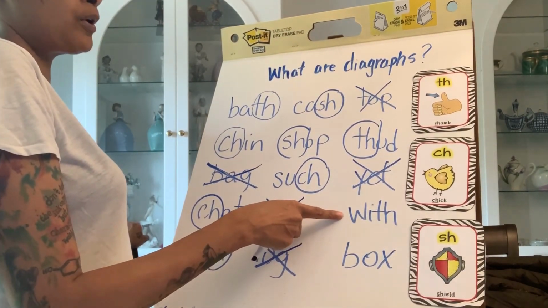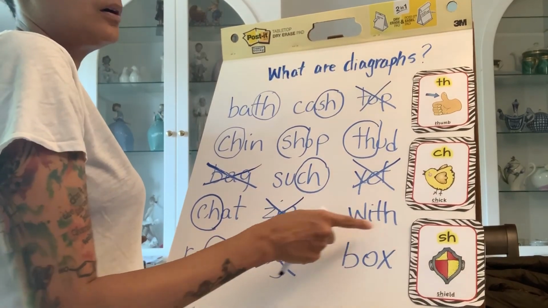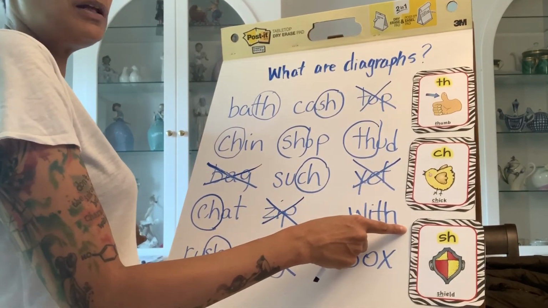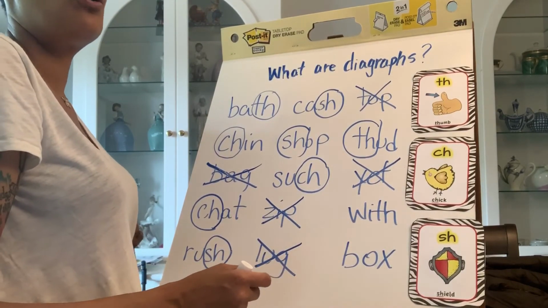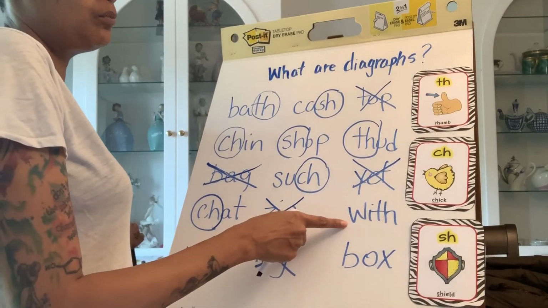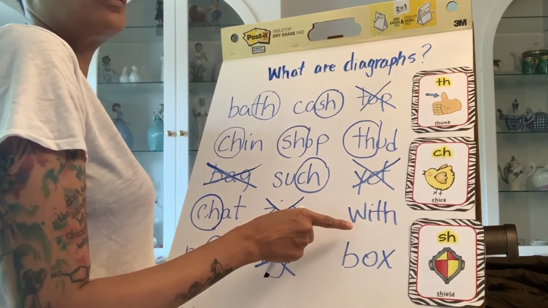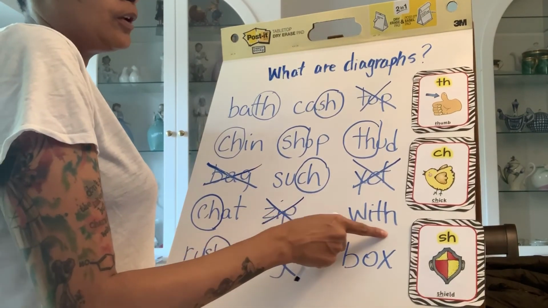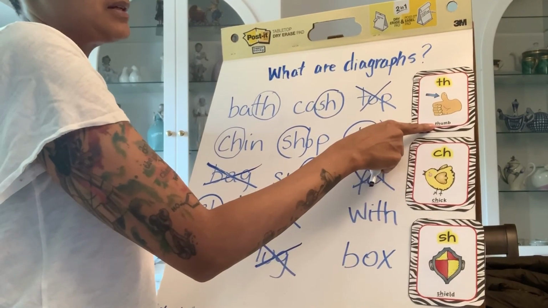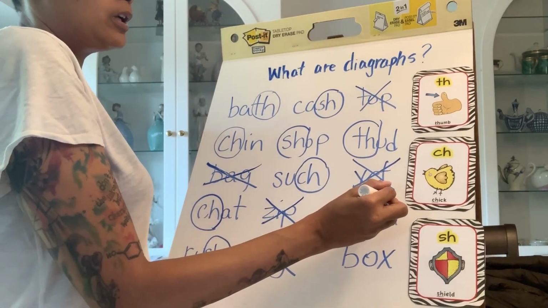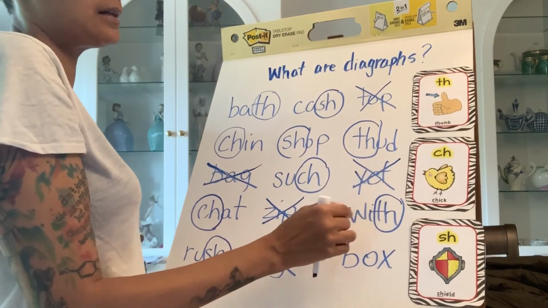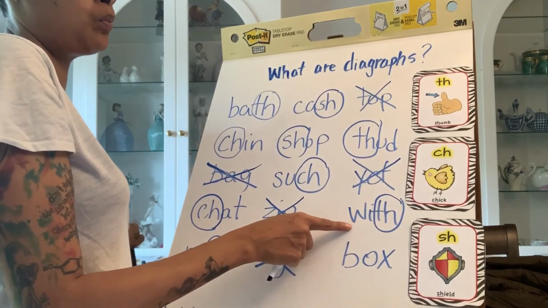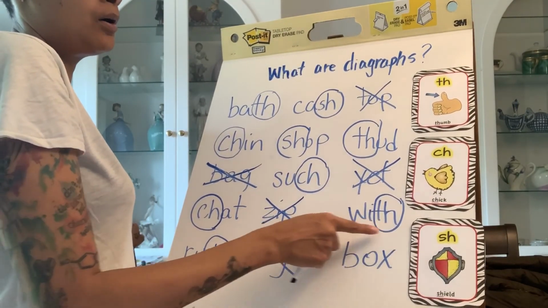Our next word is with. Hopefully by now you're hearing the th sound or the ch sound or the sh sound. What did you hear with this one? With. You heard the th sound, the same as thumb. So we are going to circle the TH, and we know that that is a consonant digraph, and this is w-i-th, with.